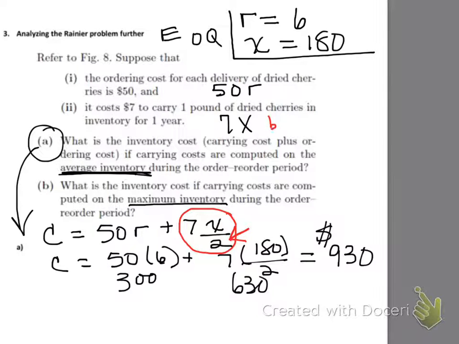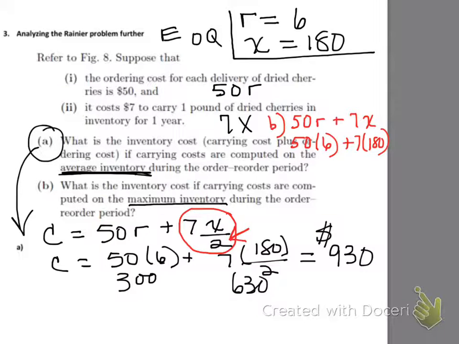So let's see if I can kind of put B maybe up here. So I'm going to start B here. So for B, it's still going to be 50 times R, that has not changed, plus 7 times plain old X, because I'm computing my inventory costs based on the maximum inventory and not the average. So that carrying cost component is based on the maximum inventory. Once again, I still know that my R is 6 and my X is 180.